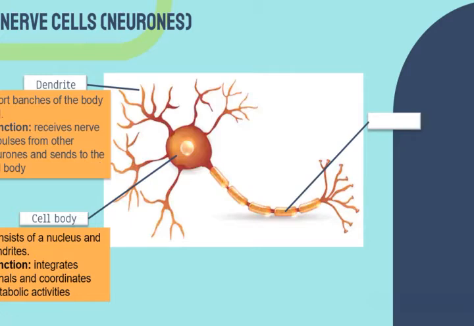You have to remember that dendrite will receive nerve impulse from the other neurons, and send the nerve impulse to the cell body.